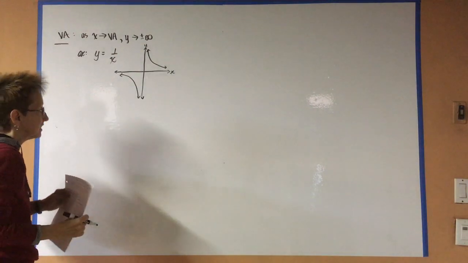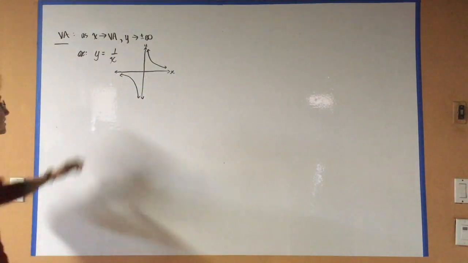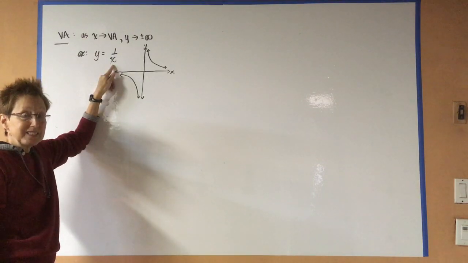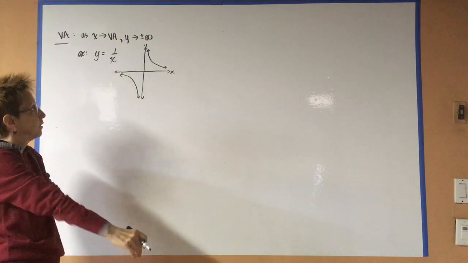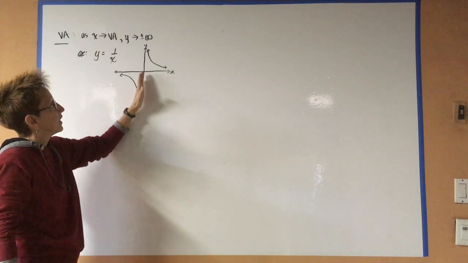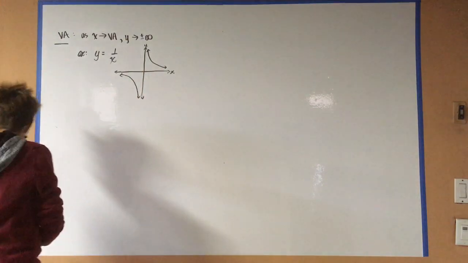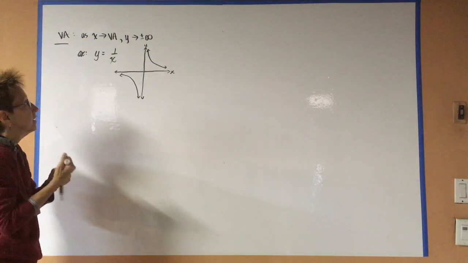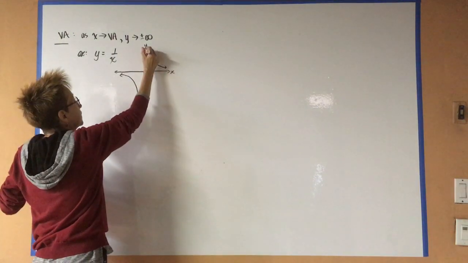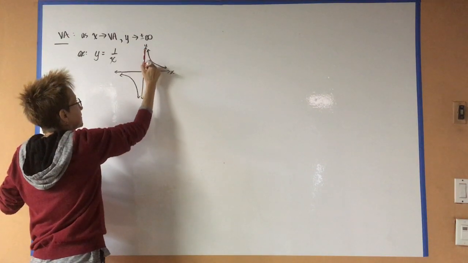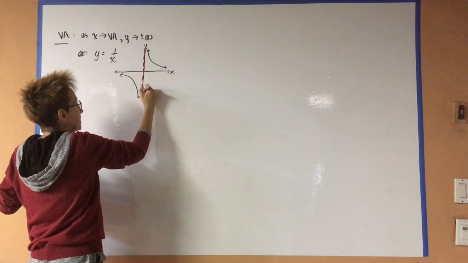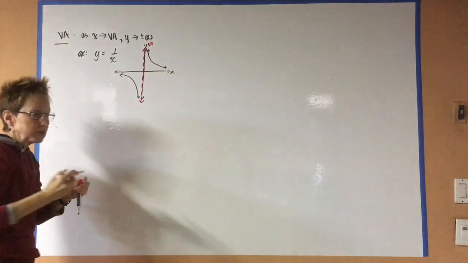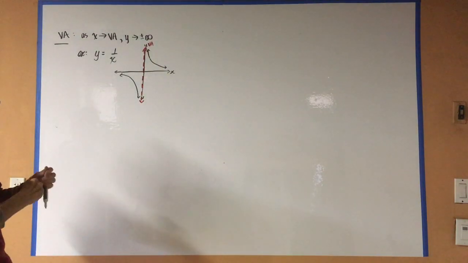The fact is that if you think about the restrictions on the domain here, what value can x never be? 0, right? x can't be 0. And where is x equal to 0? That's that y-axis right there. And that actually is our vertical asymptote. So we often like to make the asymptotes dotted lines. So this right here is my vertical asymptote for y equals 1 over x.